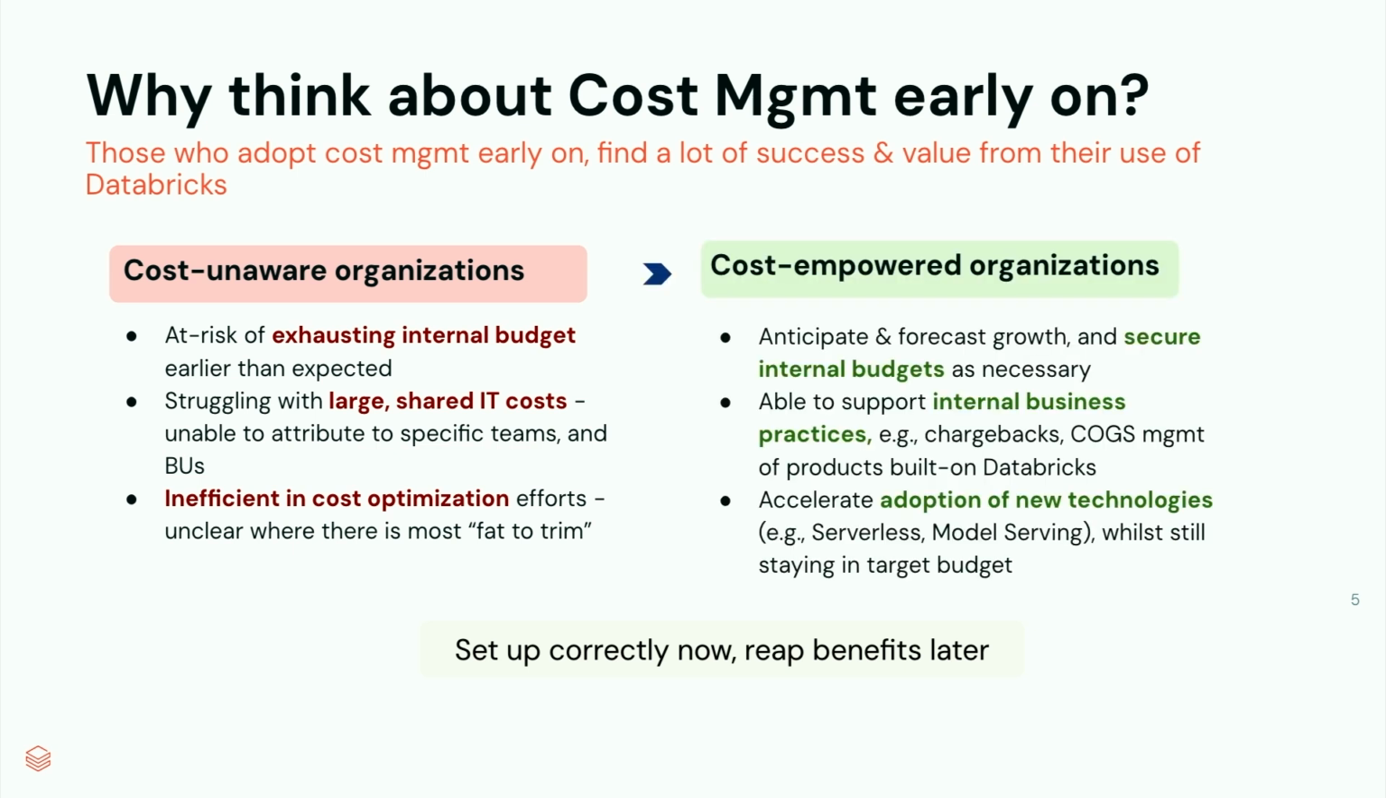But customers that have figured out their story around cost management on Databricks see the opposite happen. Early on, in quarterly planning or whatever your budget securing cadence is, they're able to anticipate and forecast growth, both from individual use cases coming on or new product lines they're adopting. They're able to support the primitives of chargebacks, or if they're building products on Databricks, get a good sense of the overall unit economics of products and services they're building on top of the platform. And also, as they're evaluating new technologies, serverless and model serving for example, they're able to confidently adopt and share those technologies among their user base because they're confident they can still stay in budget.